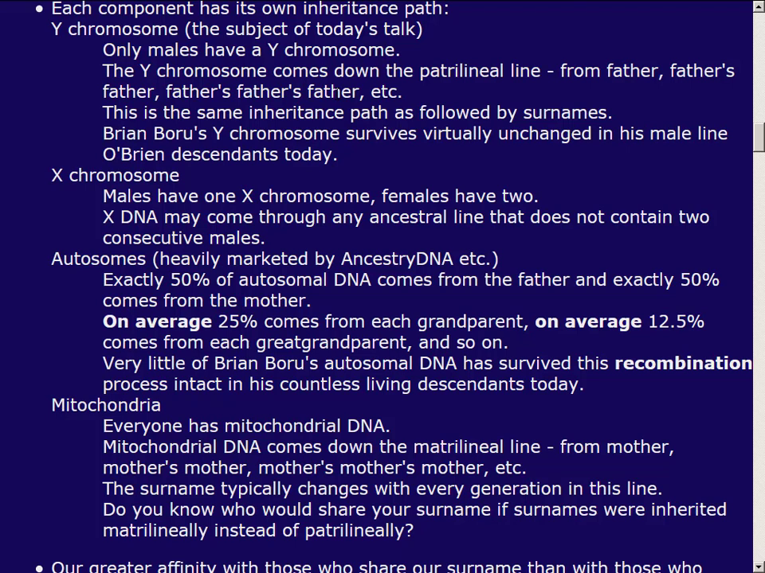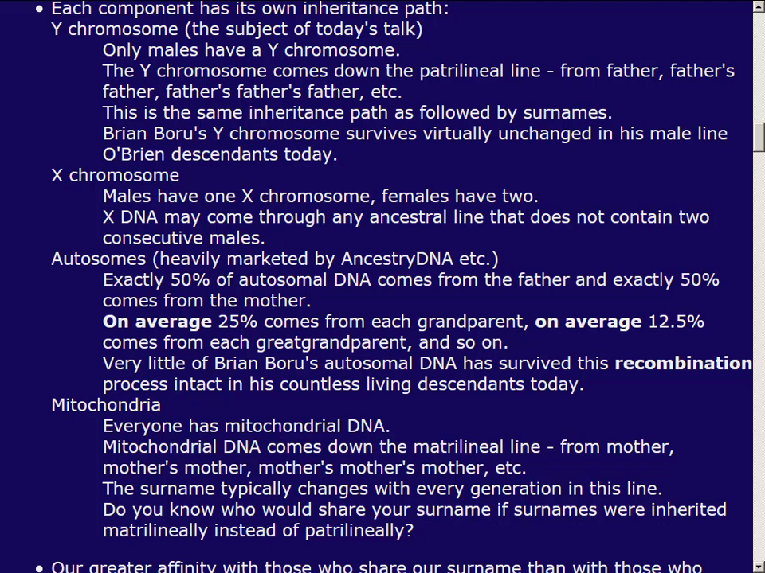Brian Boru's Y chromosome survives virtually unchanged today, sitting here in the front row. Although we know there's a handful of mutations which have been identified, maybe one every 100 years or so, from 1014 down to today. I'm not going to say much about the X chromosome. You can get X DNA from any ancestor as long as you don't go through two consecutive males going back up the tree to that person.